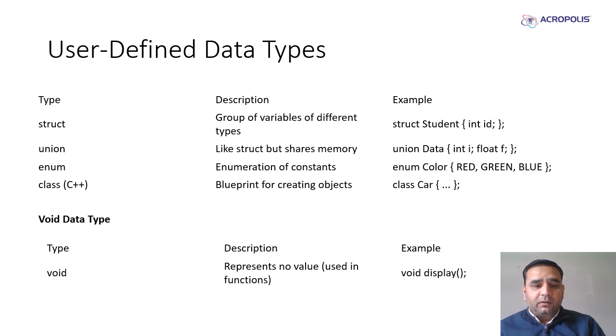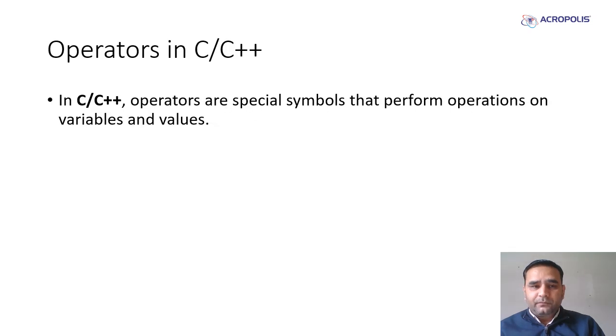Okay. Now we can also have void data types. Void data types represent no values. It means that it has no type. Now operators in C and C++. As we have various types of data types in C and C++, we also have different types of operators in C and C++.